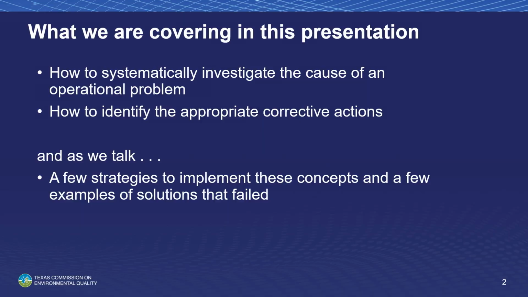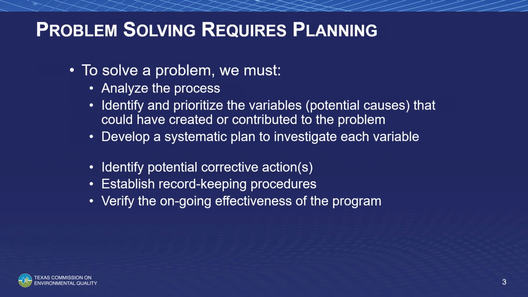What we're covering today is how to systematically investigate the cause of an operational problem and how to identify corrective actions. To solve a problem, we have to analyze the process, we have to analyze and prioritize the variables, the potential causes that have created or contributed to the problem, and we have to develop a systematic plan to investigate each variable. Then the three things for follow-up.